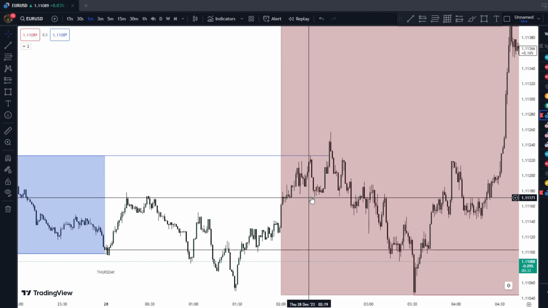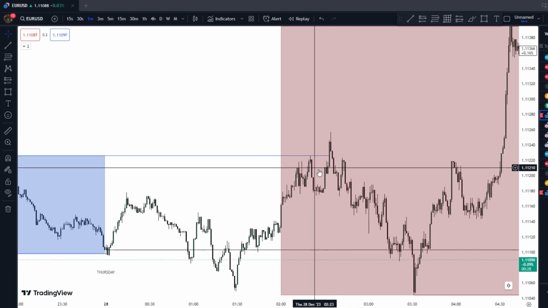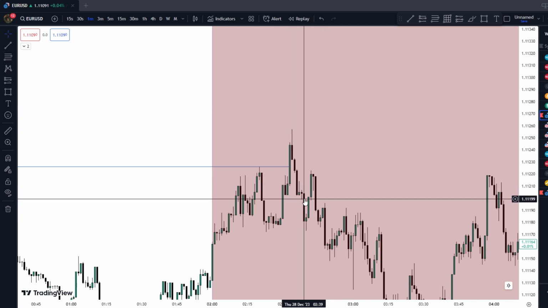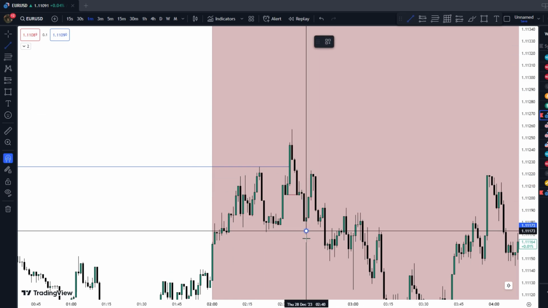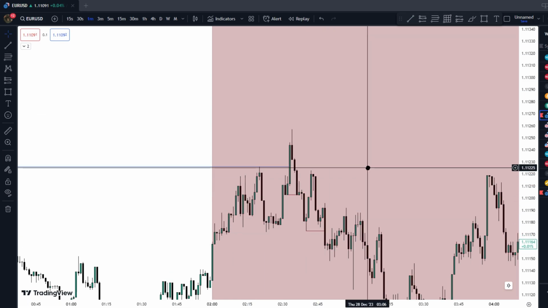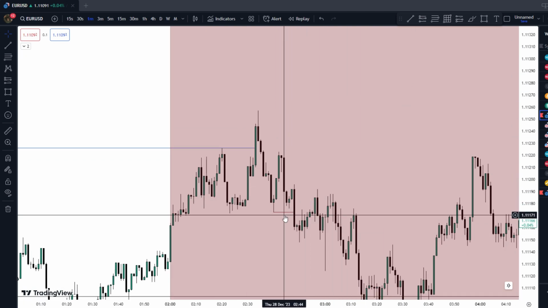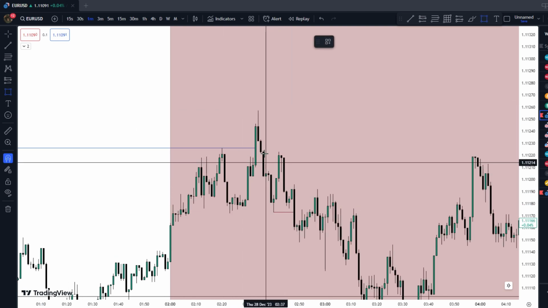So price runs the liquidity, grabs it, then distributes down and makes a market structure shift. Maybe you can count this as a market structure shift. It's up to you. I would preferably count this as a market structure shift, then start trading this. After this, rally up into this fair value gap.